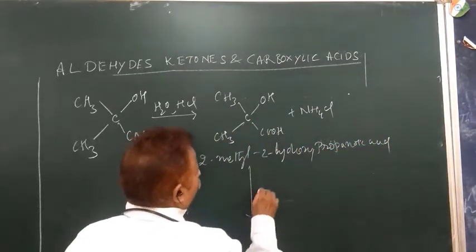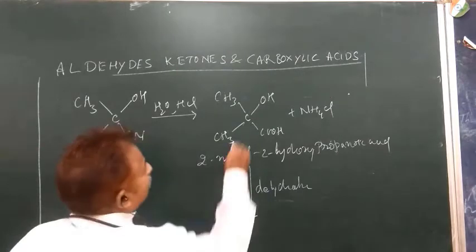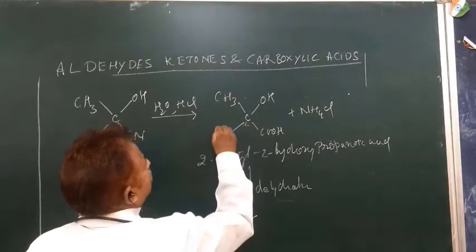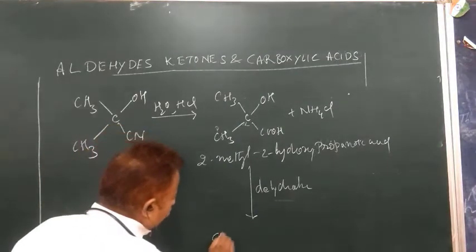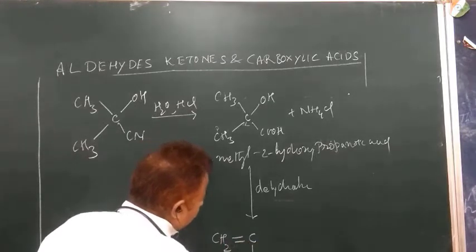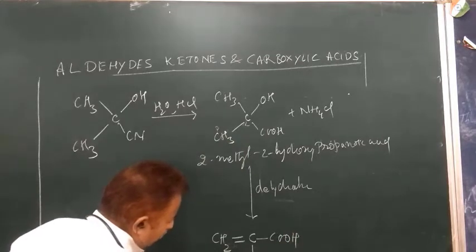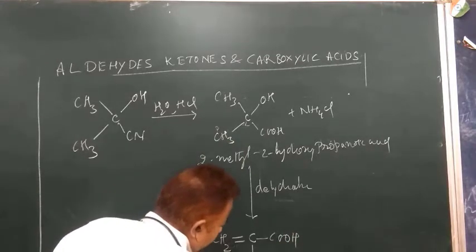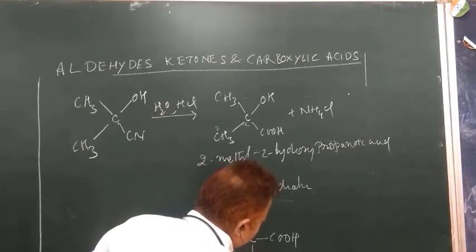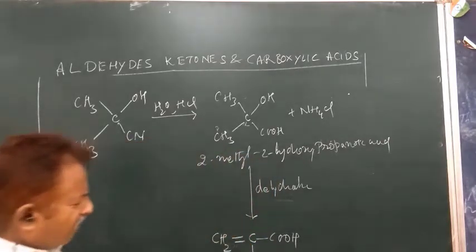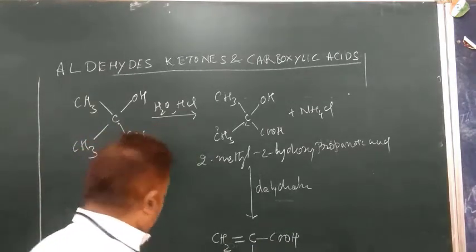This is subjected to dehydration. So what happens here? This is one carbon, this is the alpha carbon, this is the beta carbon. What is removed from the alpha to beta carbon atoms? Therefore this becomes CH2=C(CH3)COOH, with the substituent here and this is COOH. So this is 2-methylprop-2-enoic acid. So this is an alpha beta unsaturated acid.